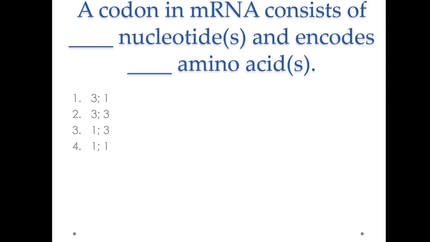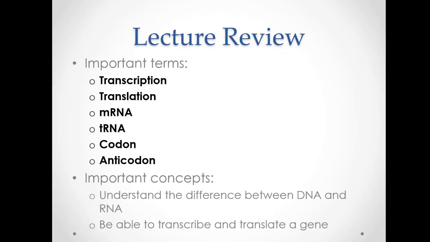All right, last quick comprehension check. A codon in messenger RNA consists of how many nucleotides and encodes for how many amino acids? 3 and 1, 3 and 3, 1 and 3, 1 and 1. It's 3 and 1, right? It's a triplet code, and it codes for 1 amino acid. Okay, important terms and concepts to know.